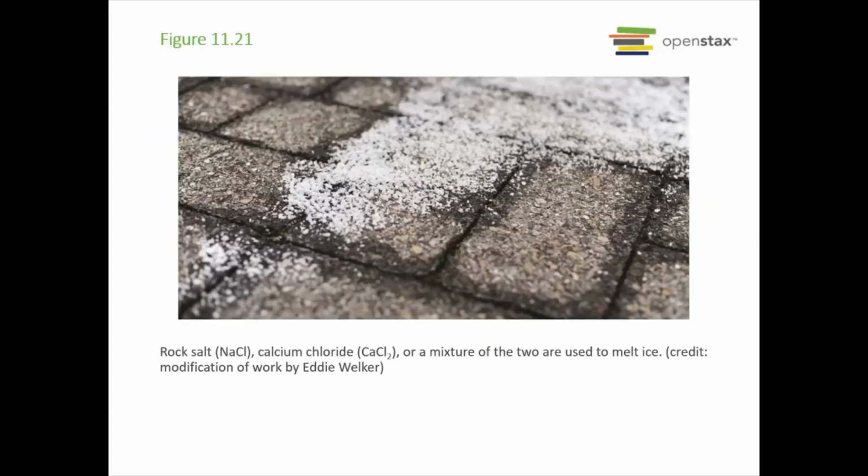Okay, so here's an example. Rock salt or calcium chloride or a mixture is used to melt ice. So this is kind of a picture of the process happening, adding it, and then the ice starts to liquefy into water because now it has a lower freezing point. So it's not going to be frozen at 0 degrees Celsius. It's going to be much lower.